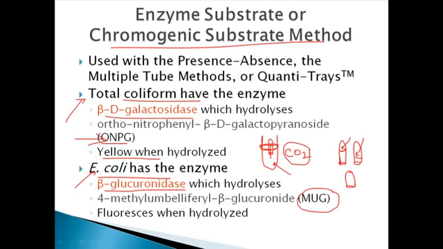It will produce fluorescence coloration. That's why it is called the chromogenic substrate method. The second method of determining fecal E. coli or fecal coliforms is called the chromogenic substrate method, because it produces fluorescence in the test tube when it is hydrolyzed. So that's why you can determine whether we have a total coliform, or more especially a fecal coliform or not.